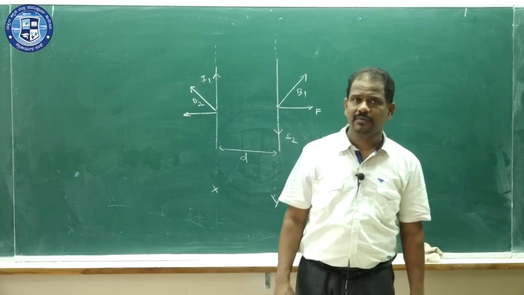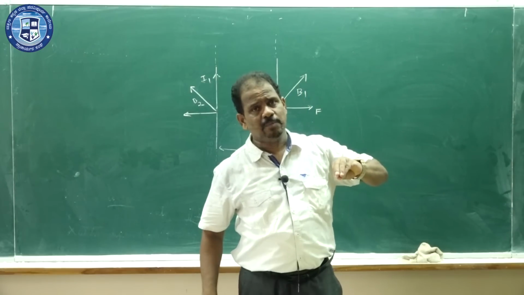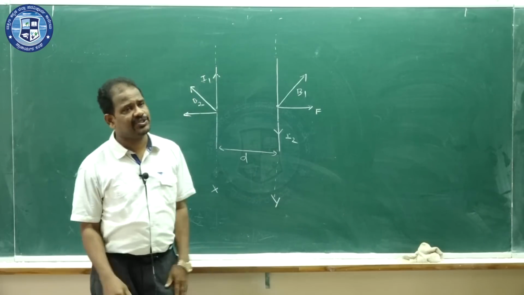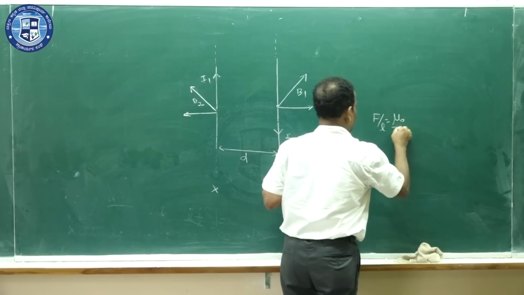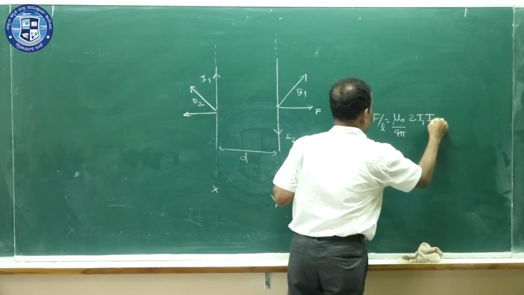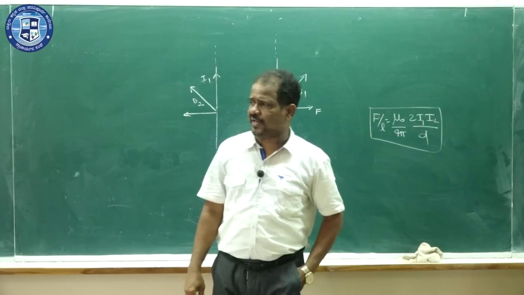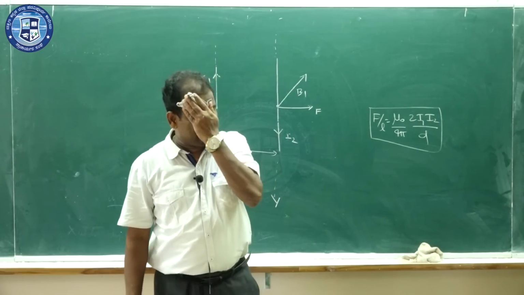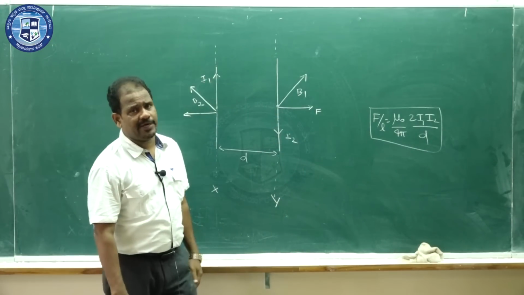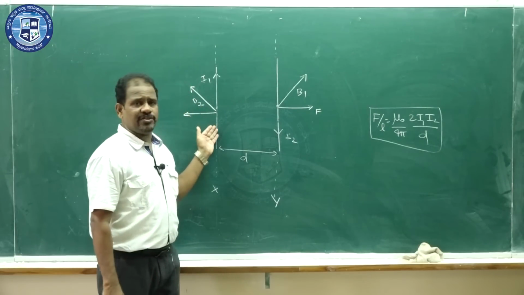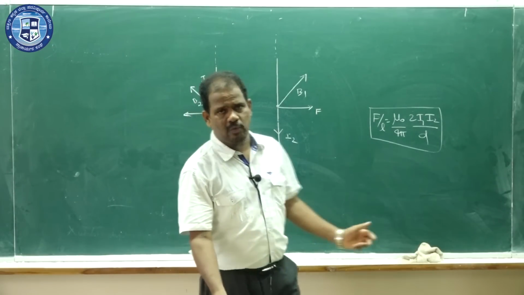So what is happening here? Conductor X is pushed away from Y. Conductor Y is pushed away from X. Both are equal and opposite. And what is the formula? It is force per length is equal to mu naught by 4 pi into 2 I1 I2 by D. So for two parallel infinitely long straight current carrying conductors, the force per length is given by the formula mu naught by 4 pi into 2 I1 I2 by D. I1 is the current, I2 is the current on the other conductor, D is the distance between the two conductors. And what is the type of force?